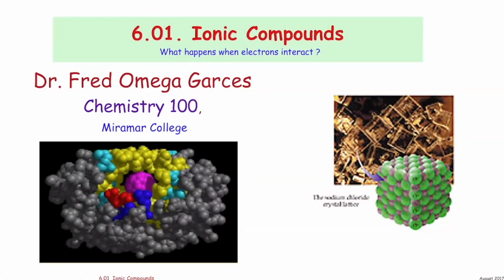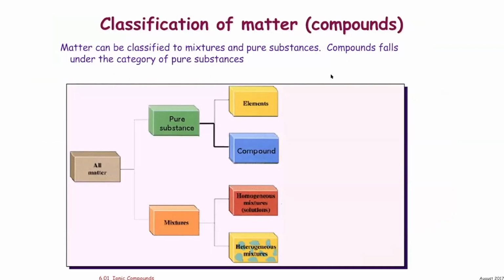Okay, we're talking about ionic compounds. Okay, I think you guys can see that. And remember that back in chapter 3, we talked about matter as well as energy, and matter can be separated in terms of mixtures and pure substances. We're going to be concentrating right here on compounds, okay?